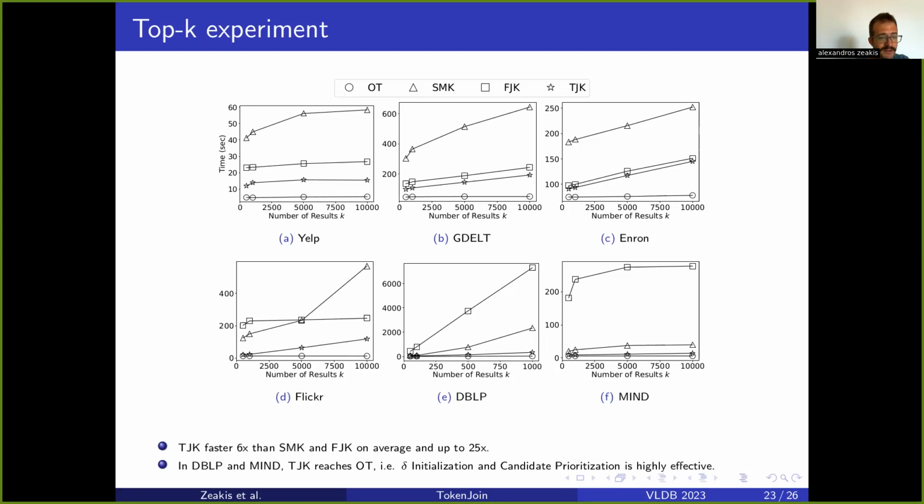Finally, in the top K experiments, we vary the value of K. All methods had the same delta initialization, and we noticed that TJK is 6 times faster than SMK and FJK on average, and up to 25 times faster. In DBLP and MINE, TJK is close to the time of the oracle, which indicates that the initialization of delta and the candidate prioritization are highly effective.